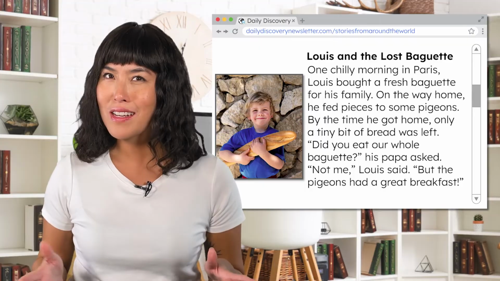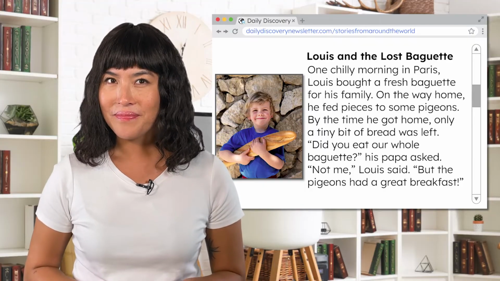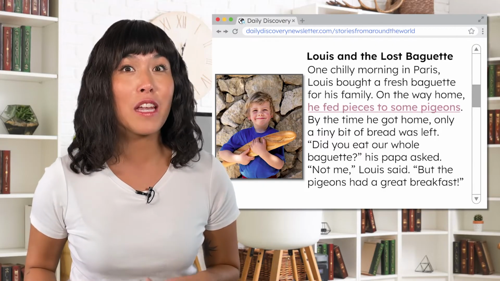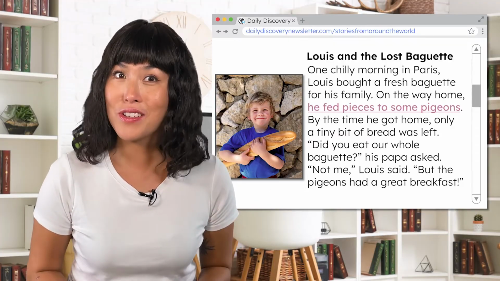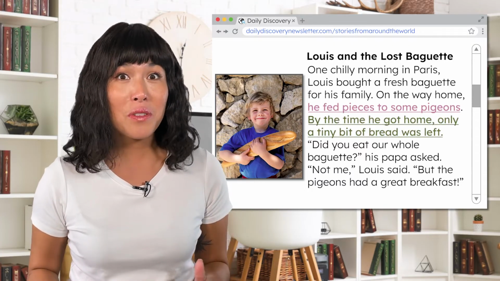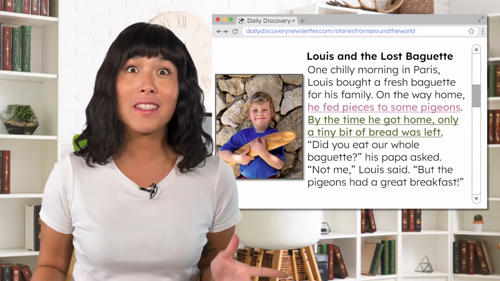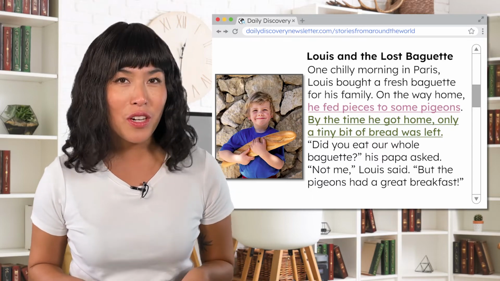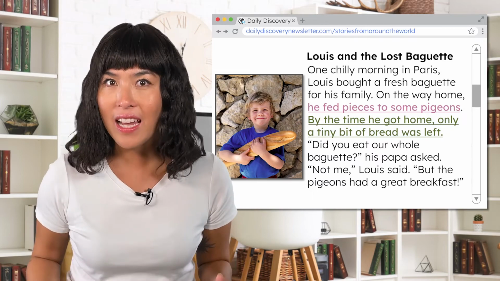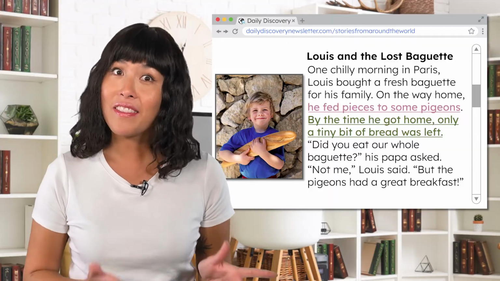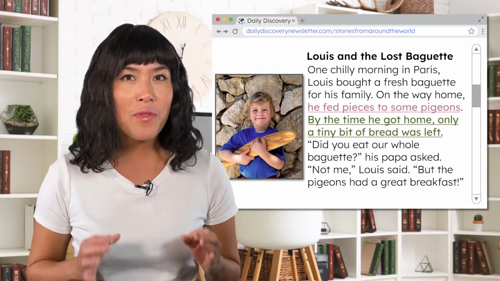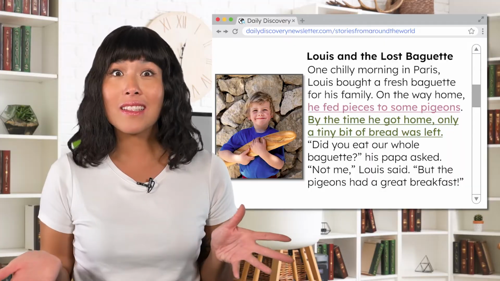Can you spot the cause and effect here? The cause is that Louis fed pieces of his baguette to the pigeons. The effect is that he barely had any left for his family by the time he got home. This structure helps me understand why there was so little bread at the end of the story. Without that cause, the ending wouldn't make sense.